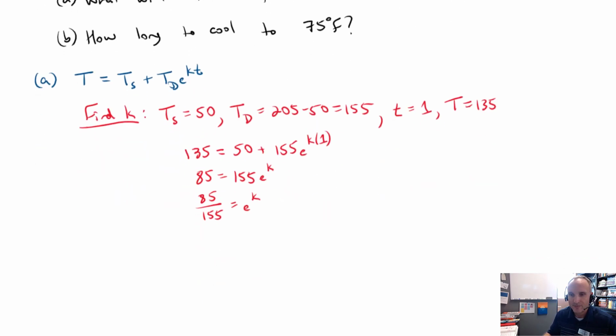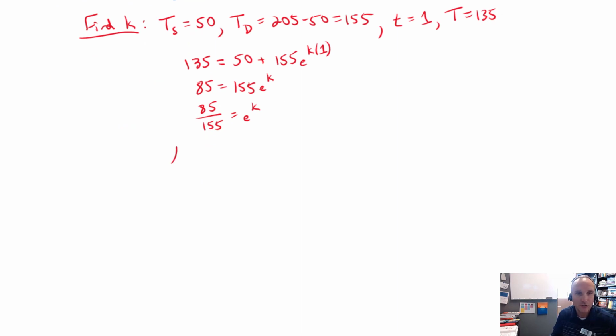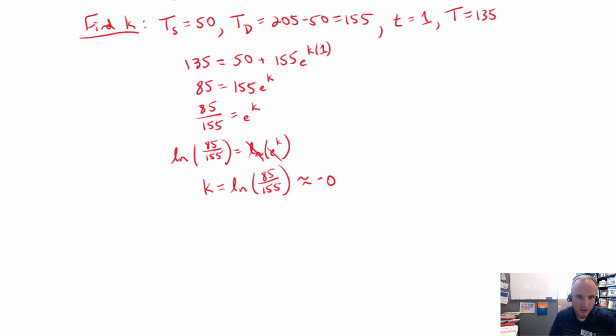Now to get rid of the e, we take the natural log of both sides. So the natural log and the e cancel on the right side. And we can see that K in this case happens to be the natural log of 85 over 155, which is approximately negative 0.6008. And it's a good sign that it's negative because the object is cooling, so it should be a negative rate or negative K value. So now this is the K we can use for our model.